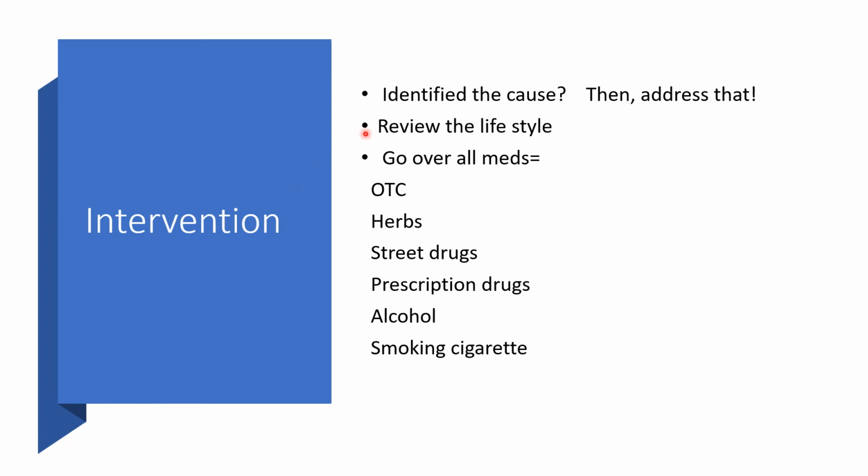The intervention that we could embark upon immediately, when we know we are dealing with resistant hypertension, is to identify the cause. If we identify the cause, then we must address that. We have to review the lifestyle and go over all the medications. Please come with all the over-the-counter medications you are taking, including herbs. And be truthful with me. Are you taking street drugs? Are you taking other prescription drugs from any other doctor? Maybe he or she is doing doctor shopping. How about alcohol? Are you smoking cigarettes? Must find out.